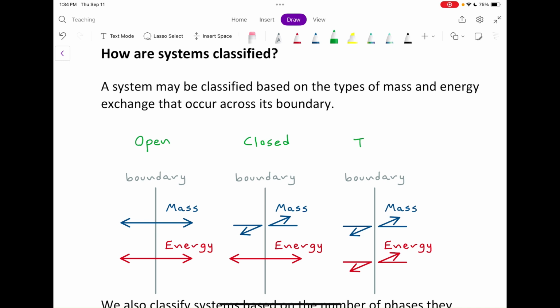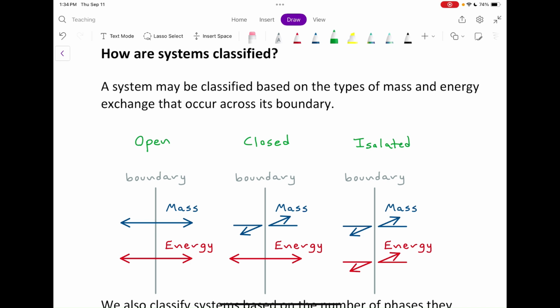Lastly, you might have an isolated system. You see this in physics, right? If you're looking at the motion of a particle in a field, that would be an isolated system if you're looking at the particle because you're not analyzing mass and energy exchange between the system, which would be the particle, and its surroundings. So that's a good example of an isolated system.